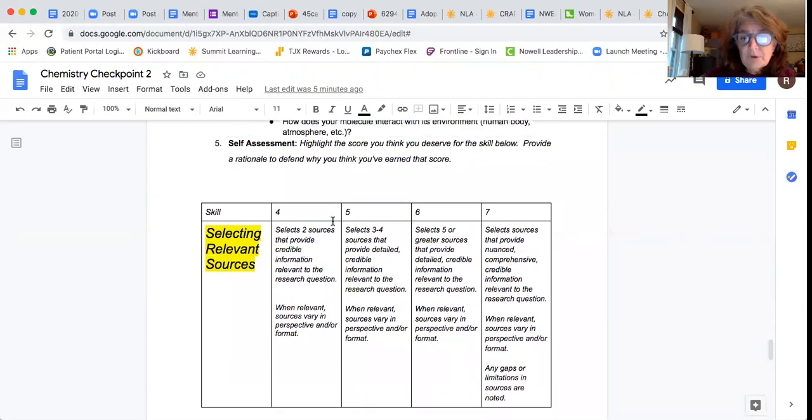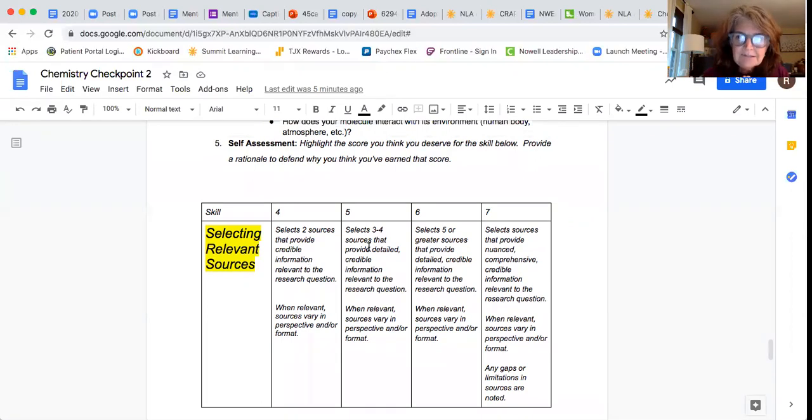Well, if we're between a 4 and a 5, we have somewhere between 2 and 3 sources that provide credible information. So they pass the CRAP test. They're relevant and credible and current, and they're written for the right purpose. And they may have different perspectives, and that's good.